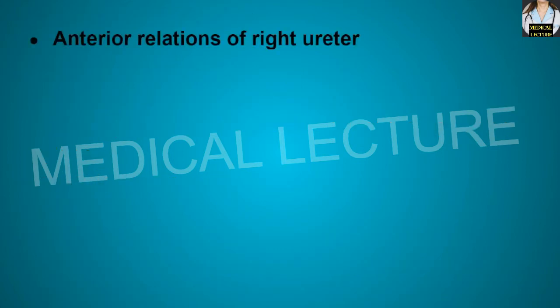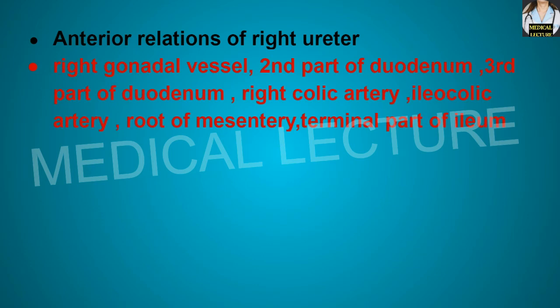Which structures come in the anterior relations of the right ureter? So these are right gonadal vessels, second part of duodenum, third part of duodenum, right colic artery, ileocolic artery, root of mesentery and the terminal part of the ileum.